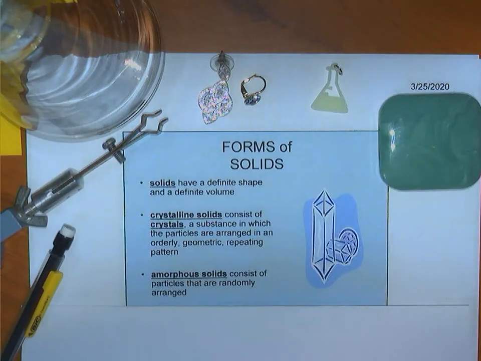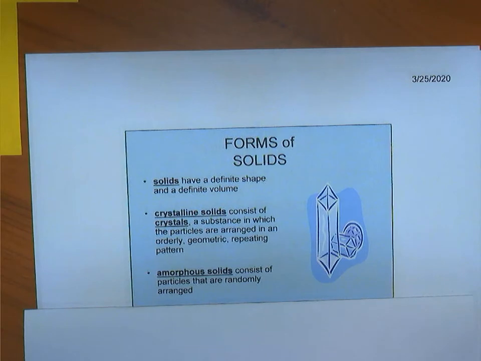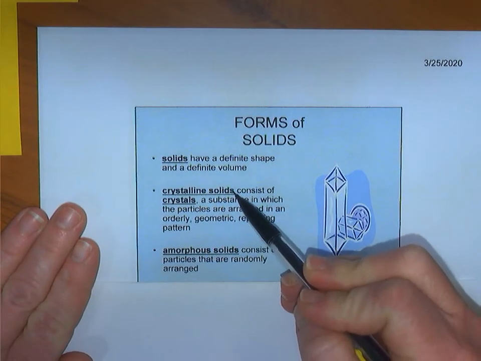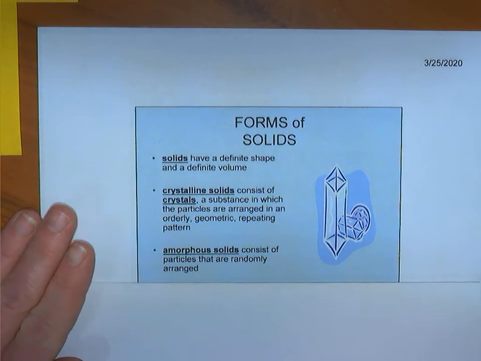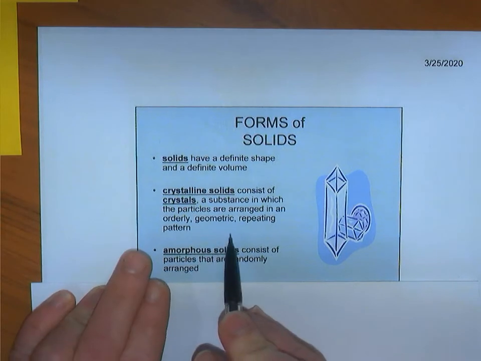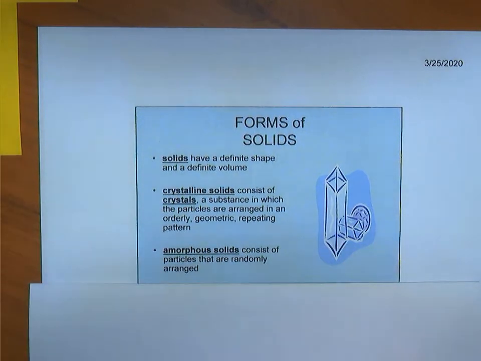So let's dig in. Whenever you have a solid, the most basic way to classify it is either as a crystal or an amorphous solid. Let's talk about crystals first. Crystals have organization. They have the lowest entropy of the three states of matter.